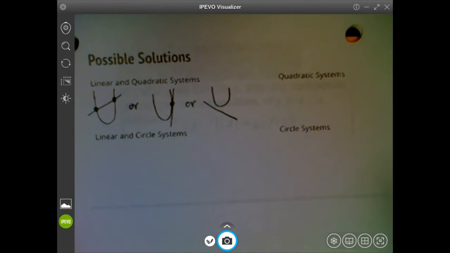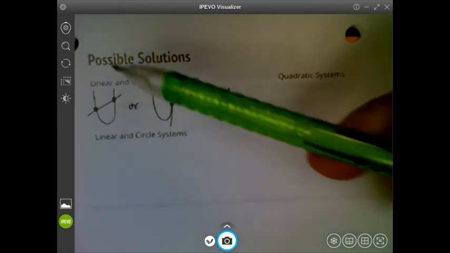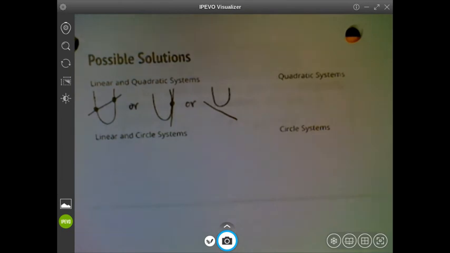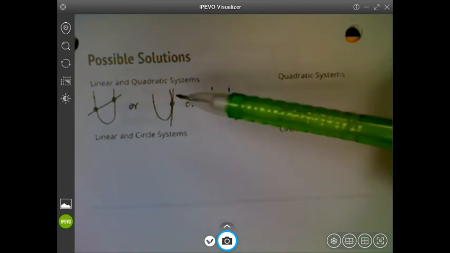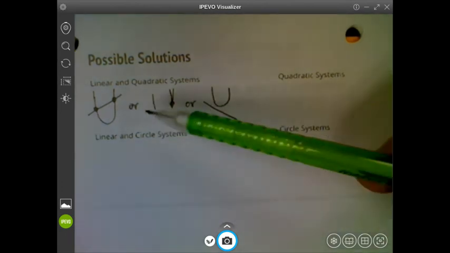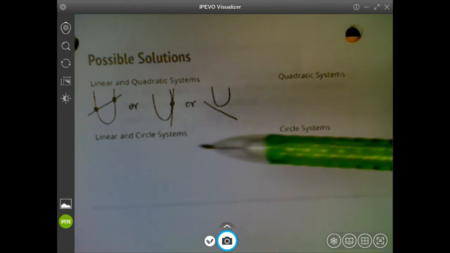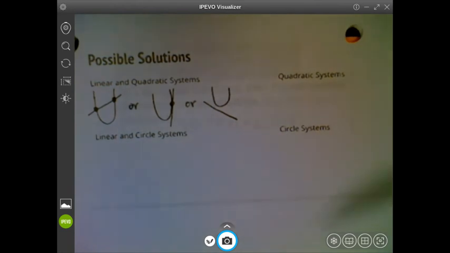So as you're solving a linear and quadratic system, it is possible to have two solutions, one solution, or no solutions. And so as you're working, the algebra will dictate which one is which. So you don't necessarily have to know at the beginning how many you're going to have. The algebra will tell you along the way.